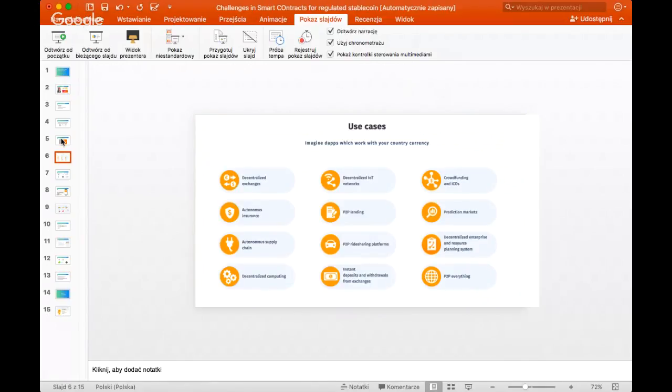So why smart contracts? There are a number of use cases that you probably can't see because of your screen size, but these use cases that I'm presenting here are use cases of smart contracts that can be used with a stable coin. So these are the use cases where the stable coin is needed the most: decentralized exchanges, autonomous insurance, autonomous supply chain, crowdfunding and ICOs. That's pretty straightforward, and this is the biggest use case.